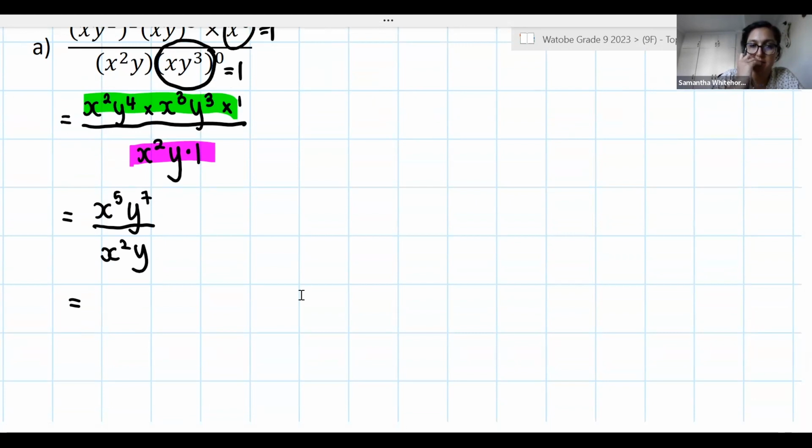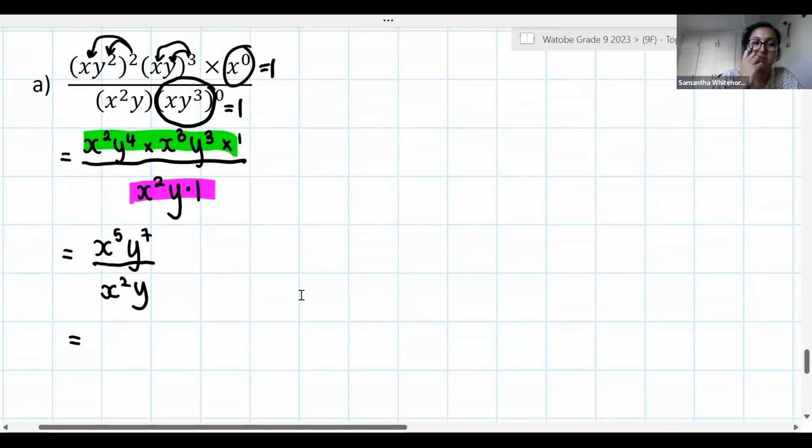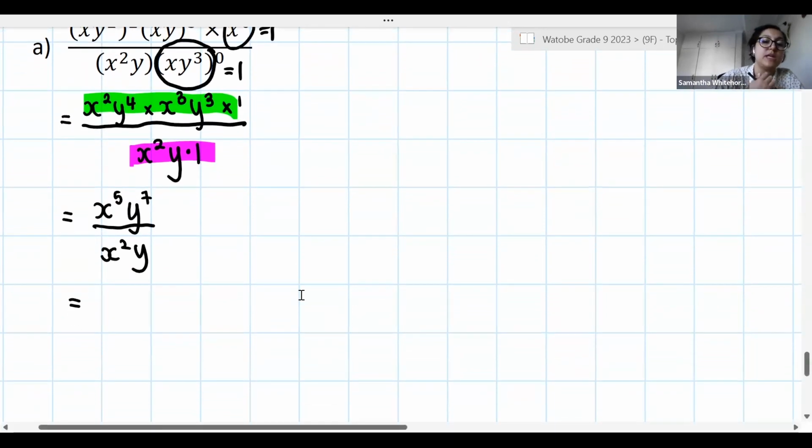For my answer, I said open bracket xy to the power of 2 close bracket to the power of 2. Then I said x open bracket xy close bracket to the power of 3. Then I said times x. Then over open bracket x to the power of 2y close bracket times open bracket xy to the power of 3 close bracket, and my final answer was x to the power of 3 y to the power of 6. Perfect. Okay, so guys, this is exactly what we need to get to.